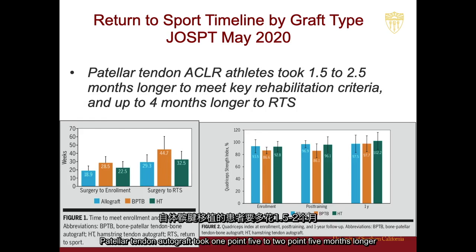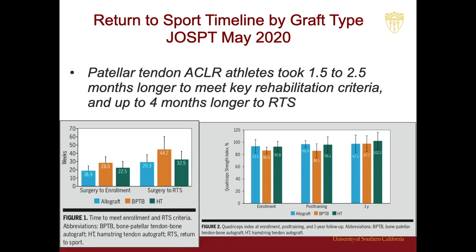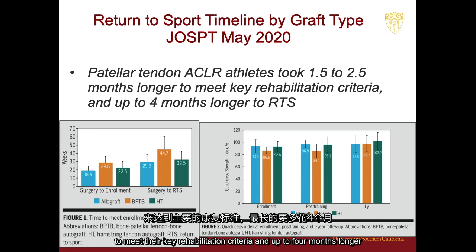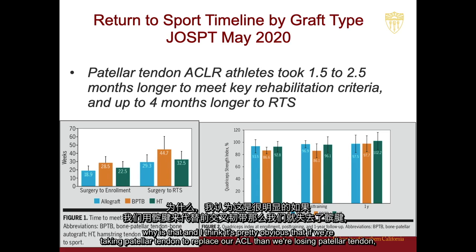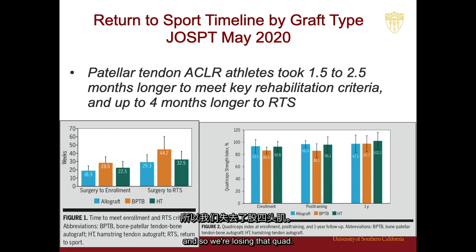What they found was that patellar tendon autografts took 1.5 to 2.5 months longer to meet their key rehabilitation criteria, and up to 4 months longer to return to sport. So you say, why is that? I think it's pretty obvious that if we're taking patellar tendon to replace our ACL, then we're losing patellar tendon, and so we're losing the ability for the quad to contract.